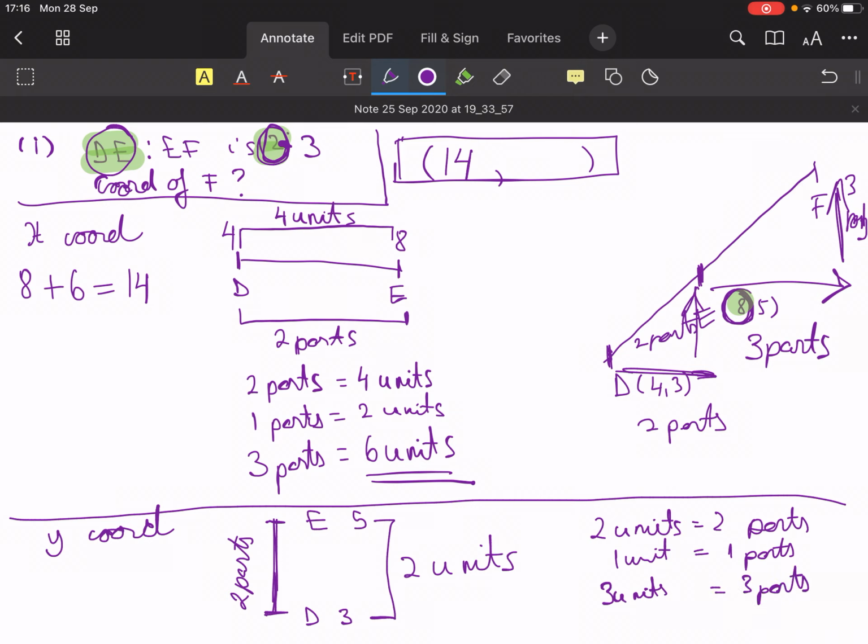So this means from the y coordinate of E, because now we need to start from E, that's the last point we know. So from the y coordinate of E, which is 5, if I'm not mistaken, I need to add these 3 units or 3 parts to get to F. So that gives me 8. So this means the y coordinate is 8. So I'm done. The final answer is (14, 8).